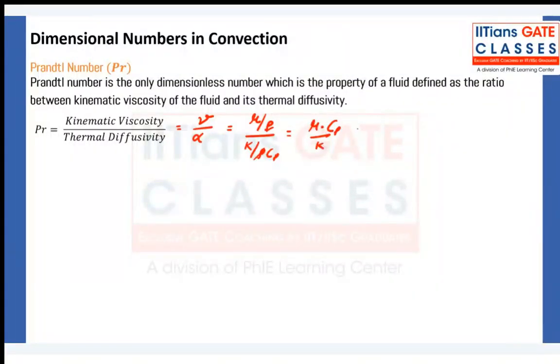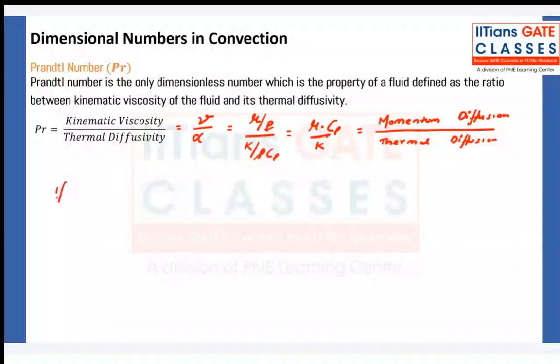Now, what is this upper thing? The numerator is basically momentum diffusion, how the momentum is diffused during convection. And this is thermal diffusion. If conductivity is high, of course the heat will flow to a larger depth. If velocity is high, then momentum diffusion will be high. Now, if Prandtl number is greater than 1, that simply means what?